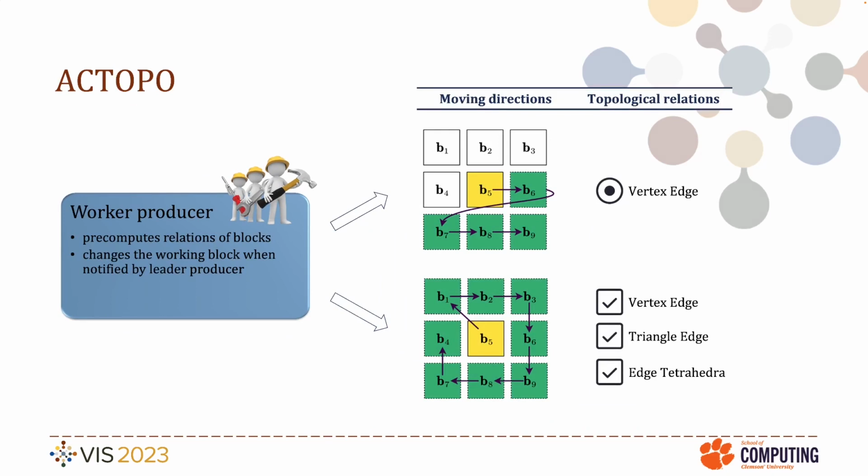There are two different things I need to decide for pre-computation. One is the moving direction. The work producer can pre-compute the blocks following the sequential order, or it can move to the neighboring blocks of the current blocks. The other one is the number of topological relations it needs to pre-compute. First, it can compute only one single relation, or it can compute multiple topological relations at the same time. Combining these options together, we have 4 different choices in total.